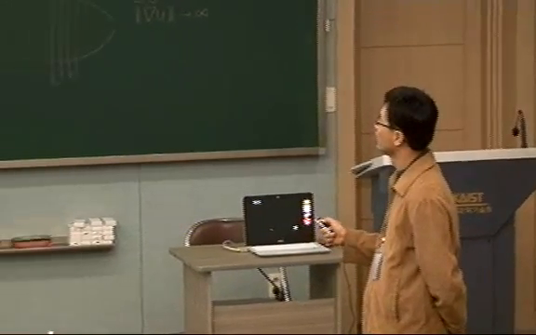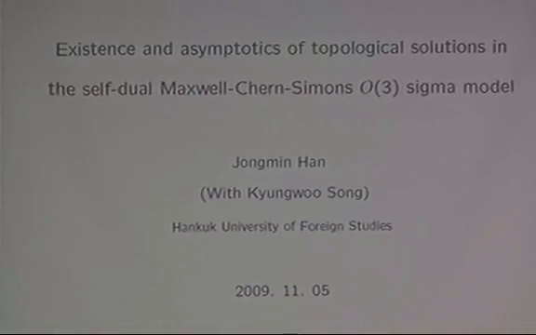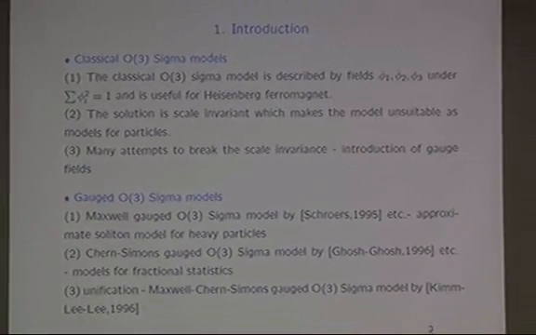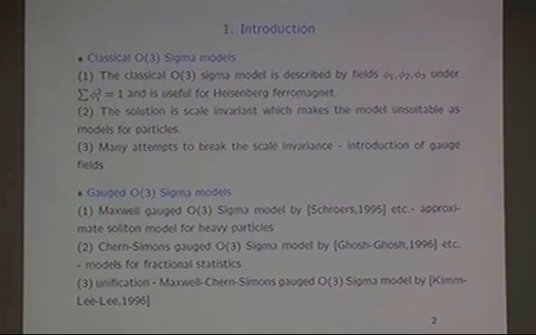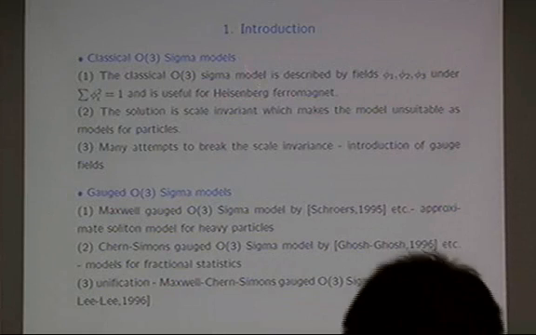Actually, the O3 sigma model is equivalent to the CP1 model, so the same title, not different. Let me briefly introduce our models. In theoretical physics, the classical O3 sigma model is described by three scalar fields satisfying this condition, and this is known to be useful for the Heisenberg ferromagnet.